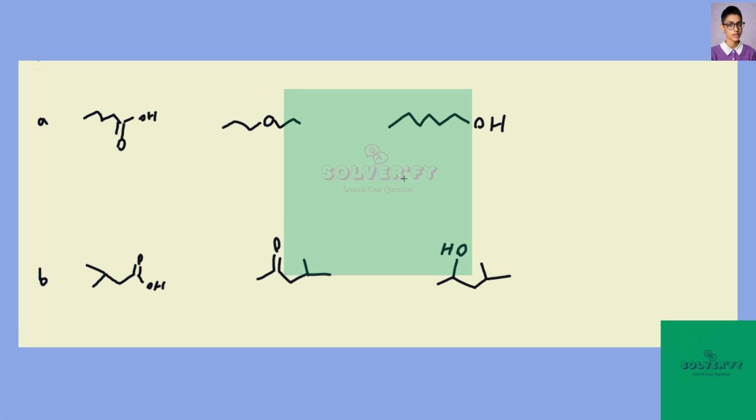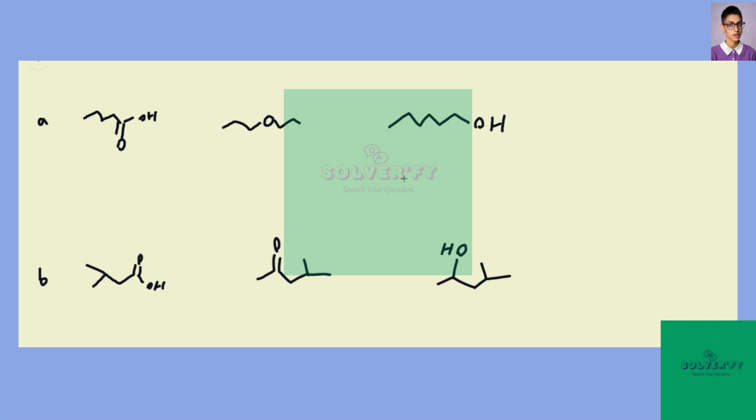Hello everyone, today we're doing chapter 19, problem 32, and this problem asks us to rank the following compounds in each of these groups, A and B, in order of increasing boiling point. So what do we know about boiling point? Well, the more polar your molecule is, the higher the boiling point is going to be.